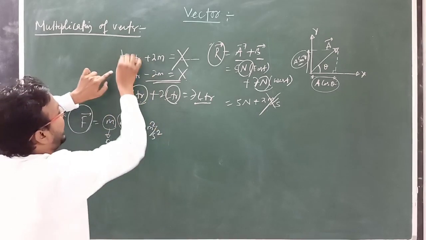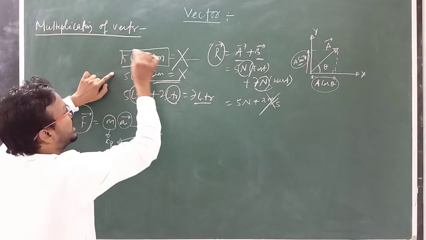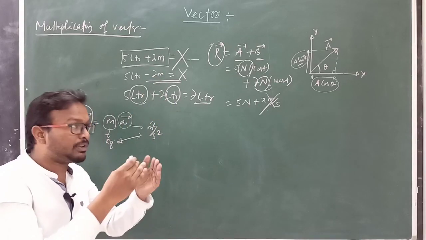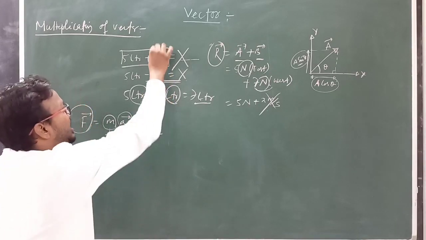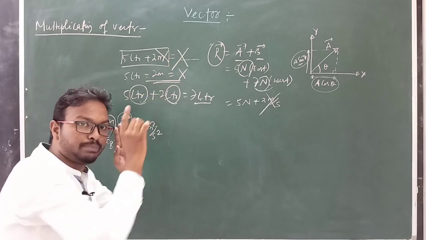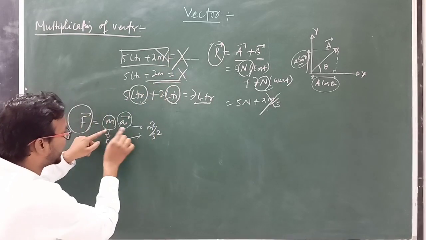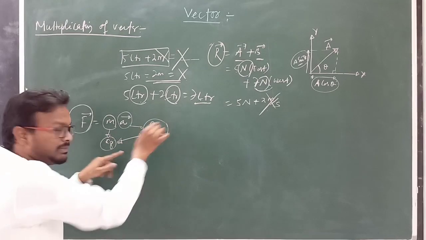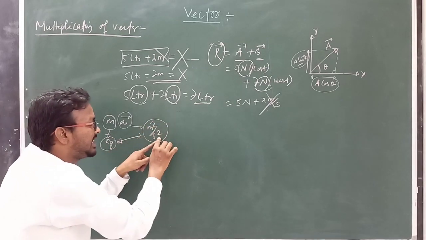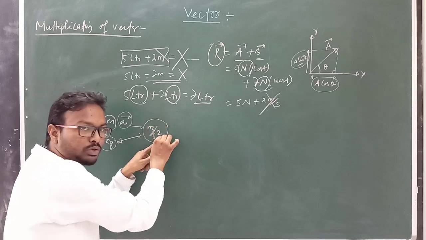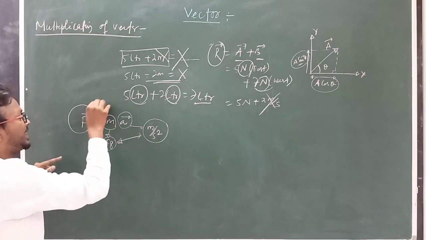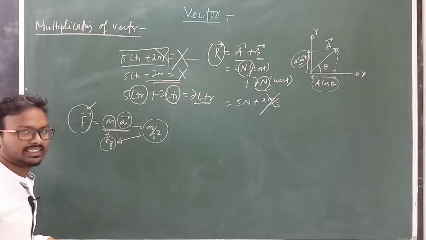In the addition case, two different physical quantities which possess different nature, we cannot add or subtract. But when two physical quantities are different in nature, here kg and here meter per second square, these are two different natures, in the case of vectors we can multiply them, clear.